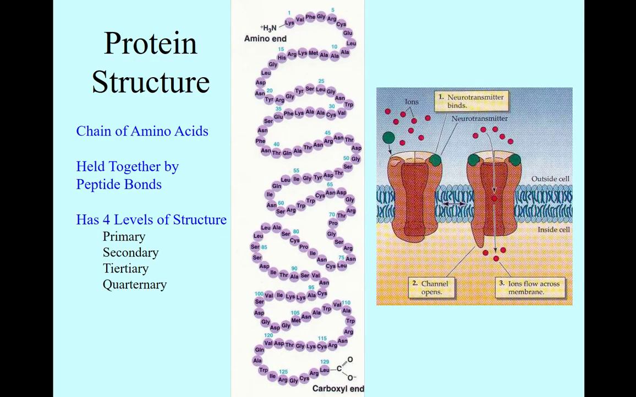So after protein synthesis, you end up with a protein. Okay, you end up with this long chain of amino acids, all in a very specific way. And that can't be understated. All the proteins are held together by something called peptide bonds, and it turns out they have different levels of structure. Primary is the actual order of the amino acids, and then it gets more and more complicated.